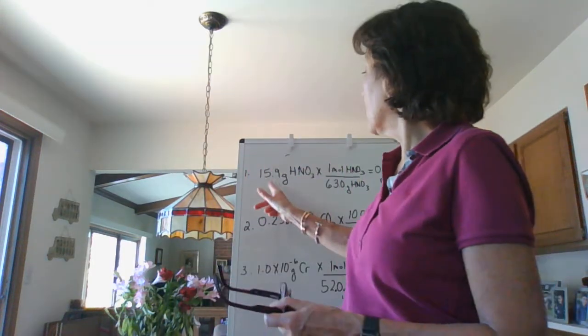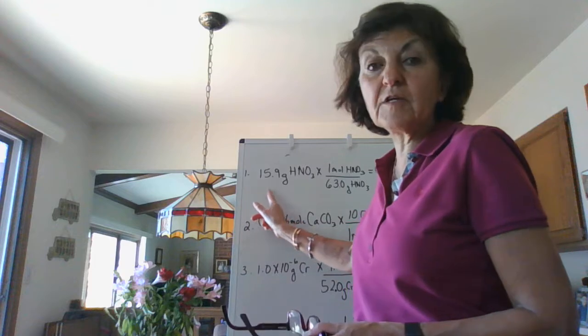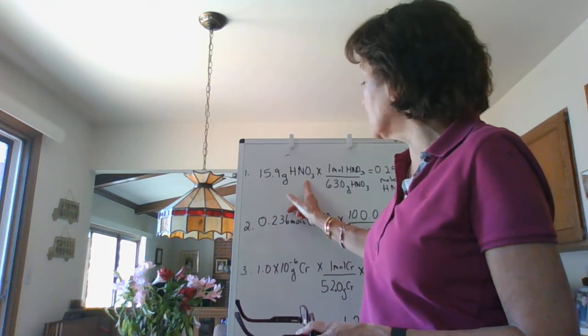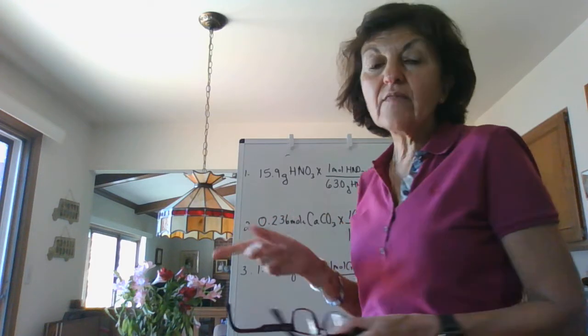Okay. Second video of chapter 3. I put the 3 problems on the board earlier. I found my calculator and I worked out the 3 problems. The first problem dealt with this thing. They gave you 15.9 grams of nitric acid, HNO3, and they want you to convert that to moles.